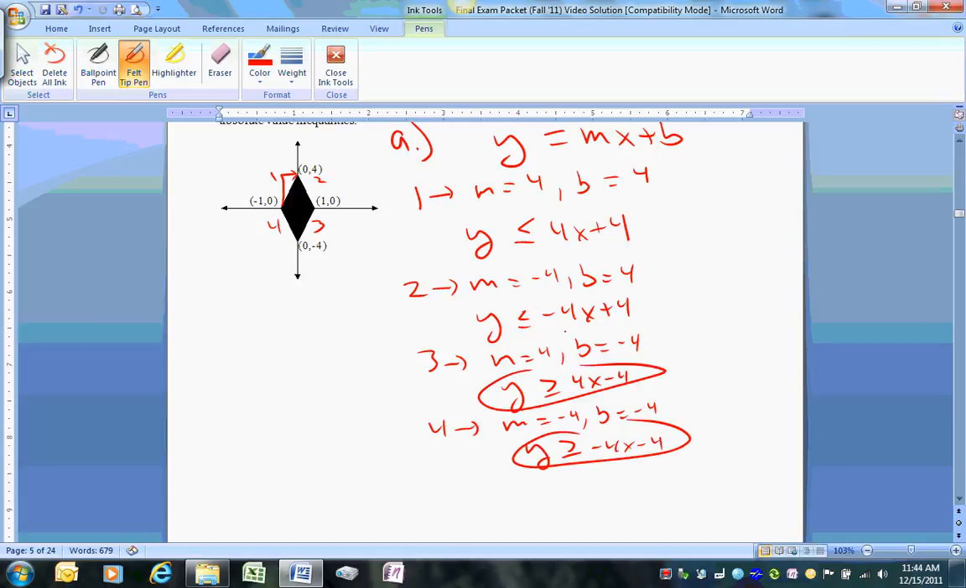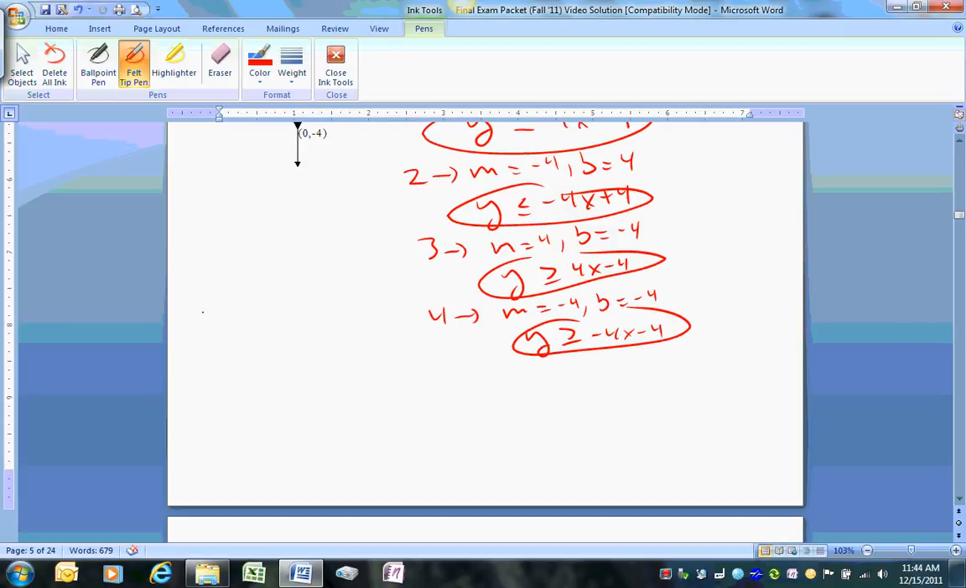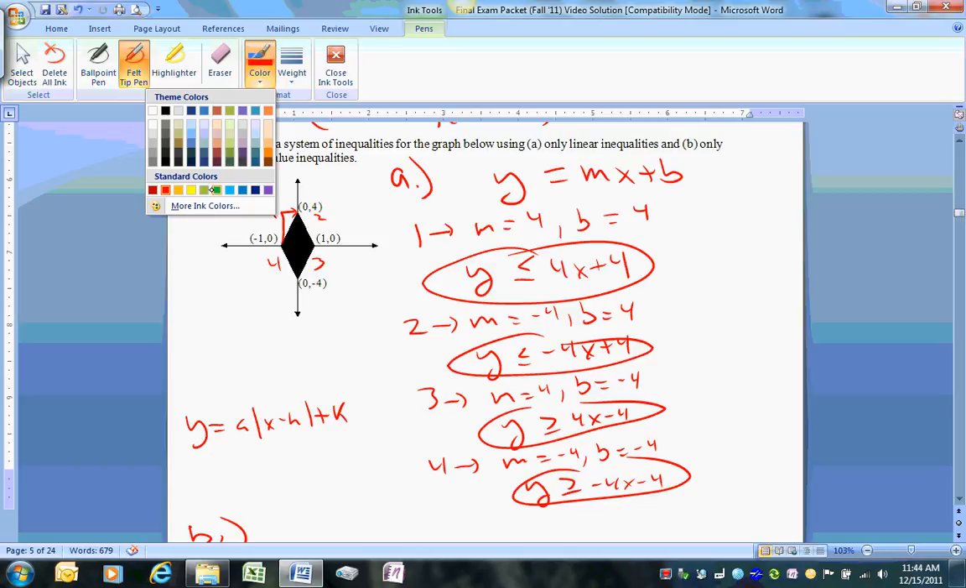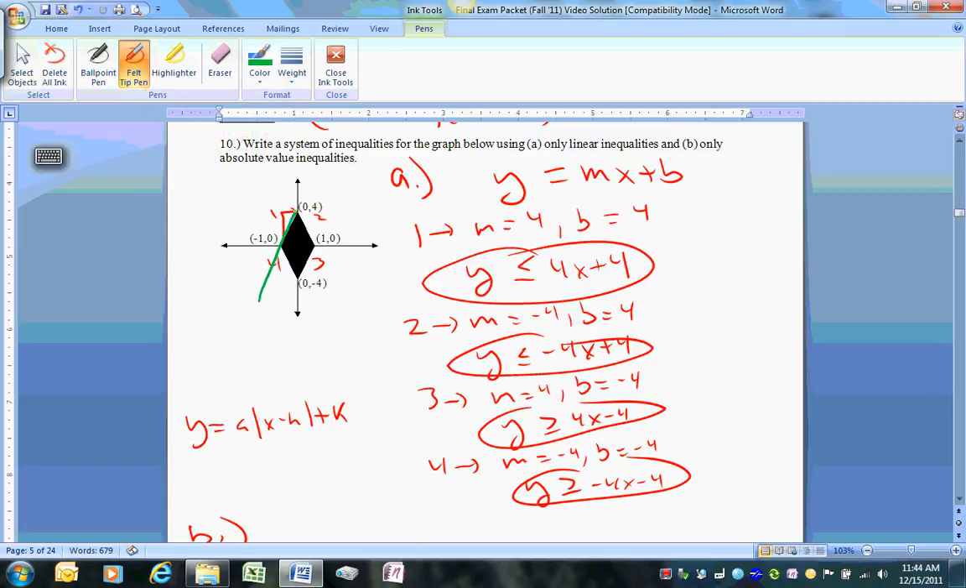So these are our system of linear inequalities that describes the graph. For part B, okay, I kind of left myself short in space here. But remember, absolute value looks like this. And so if I were to draw this in green, you have an absolute value like this, and another absolute value like that. So let me label this as 1, and label this one as 2.